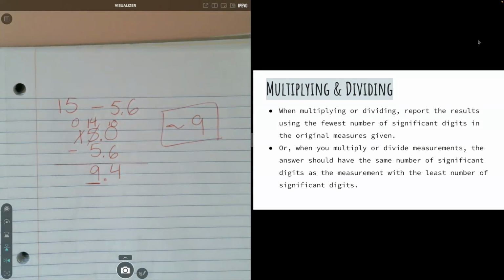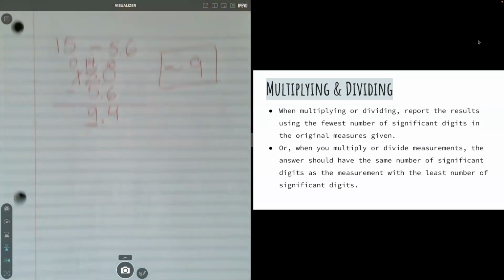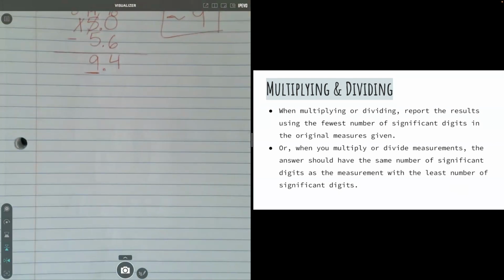Next concept is multiplying and dividing. So with multiplying and dividing, we're reporting with the fewest significant digits. This has to do with accuracy. So for precision, you're counting decimal places, and for accuracy, you're counting significant digits. We need to report the one that has the least amount of significant digits in it.